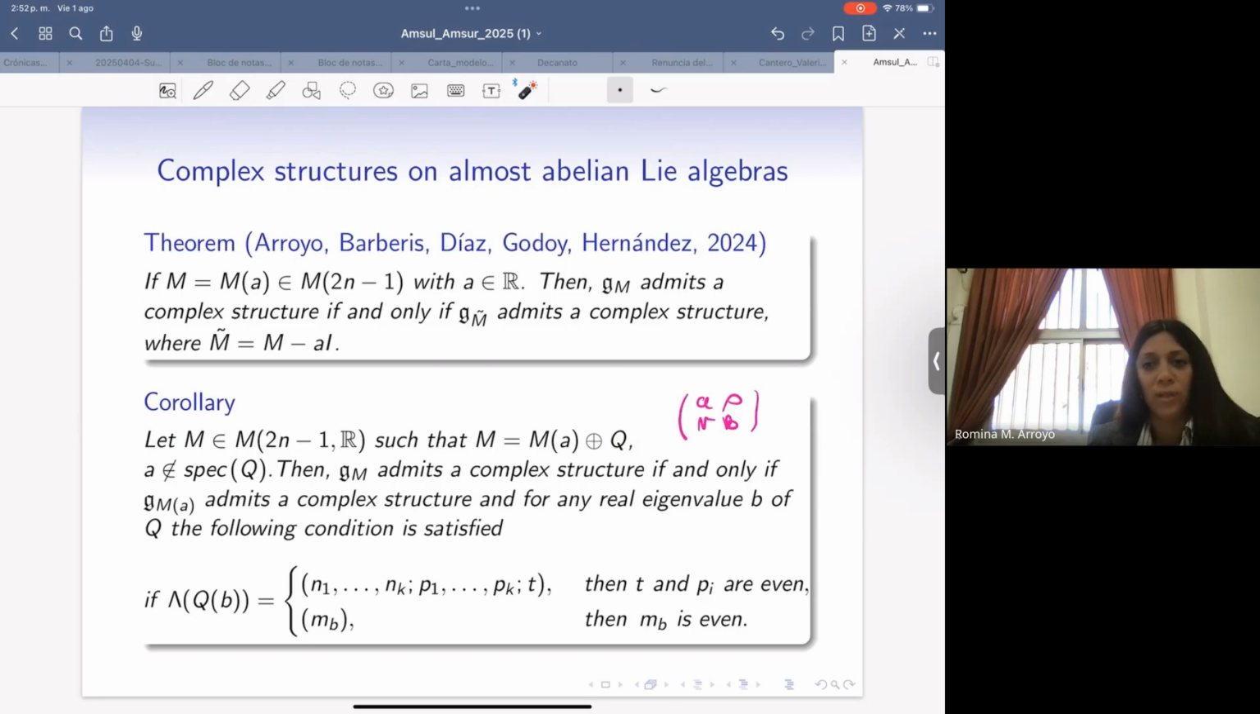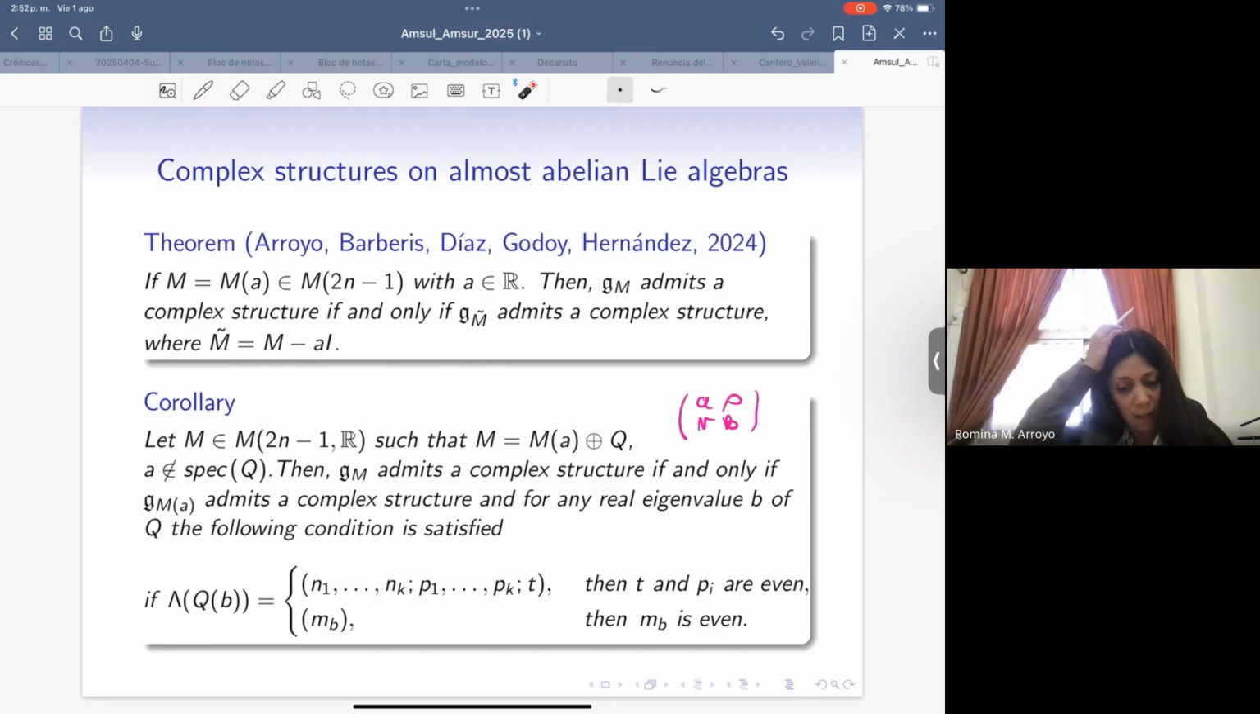So this Q commutes with some J, basically. This satisfies this, basically satisfies this for any real eigenvalue B. So at some point with this result, we completely understood when an almost abelian Lie algebra admits a complex structure, okay?